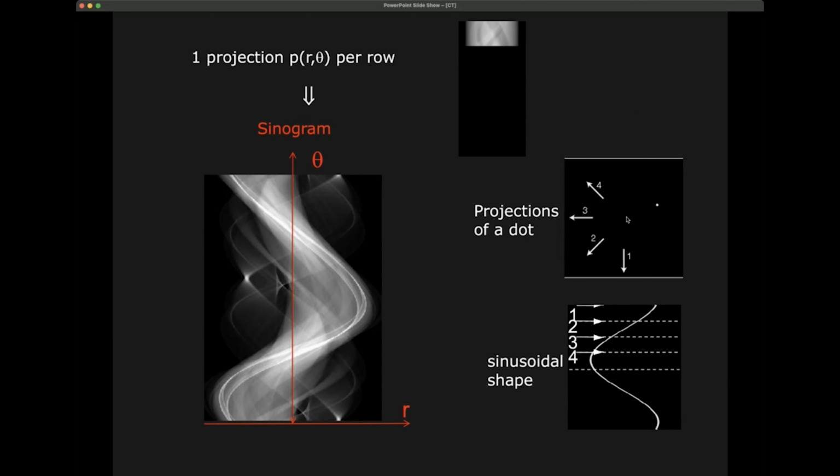For a dot that would be exactly in the middle, of course, we would have a white line, which would just be a vertical line in the middle, because then it would always fall in the middle of the detector. And the further away to the side this dot will be, the larger the amplitude of the sine wave would be. And so here we see the sinogram of a more complex object.